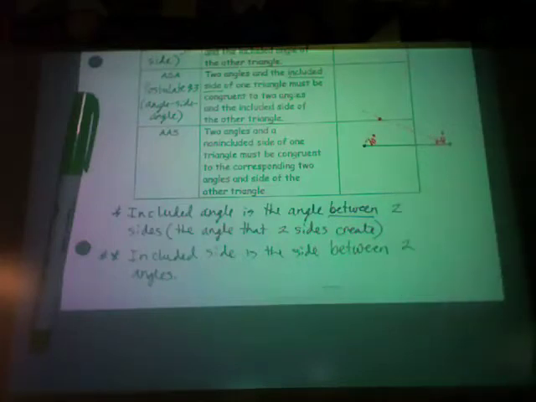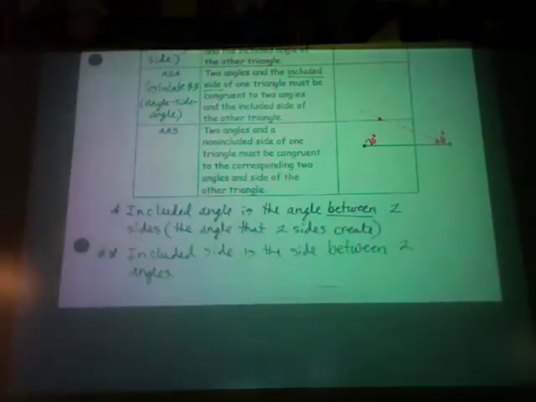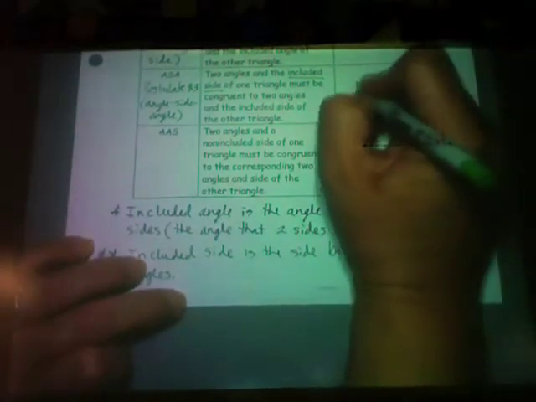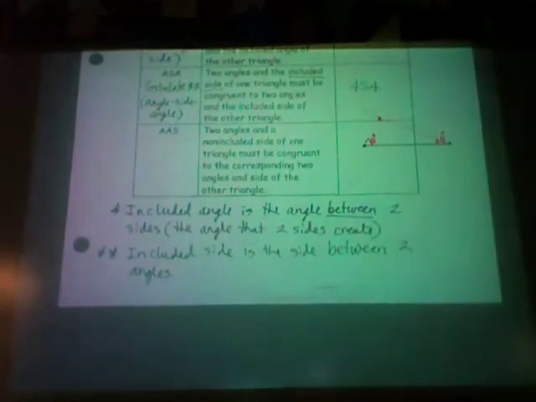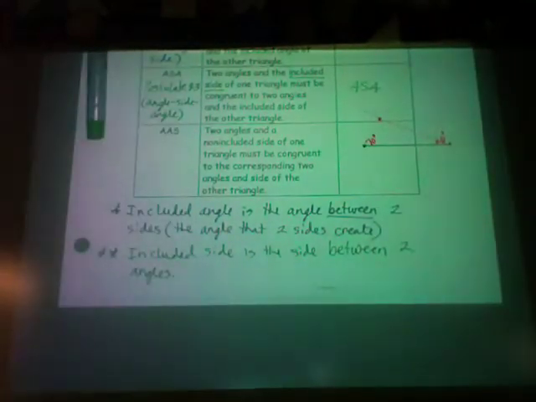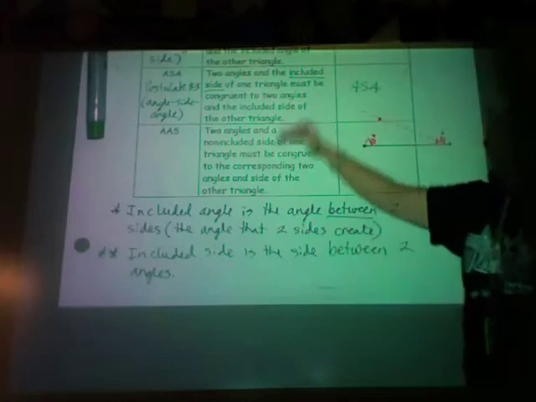But look at AAS. Oh, don't forget to put up here, if you decide that you have an included side, ASA is going to be your reasoning on your proof. What's the difference between ASA and AAS?